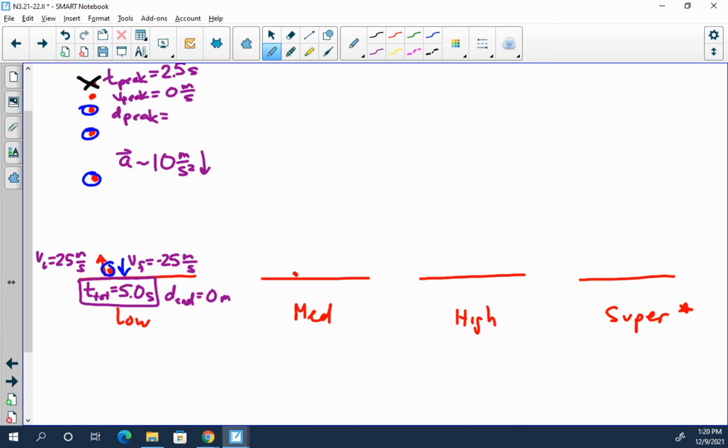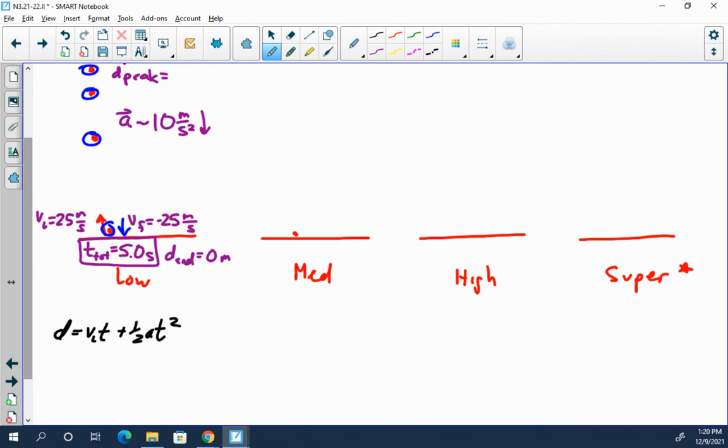Now, the real way, I'm going to write it down here in black. D is V_i t plus 1/2 a t squared. But I'm going to show you a shortcut that'll make your life easier. If we take advantage of the symmetry of free fall and do only the way down, D equals, what's the V_i if we do only the way down?